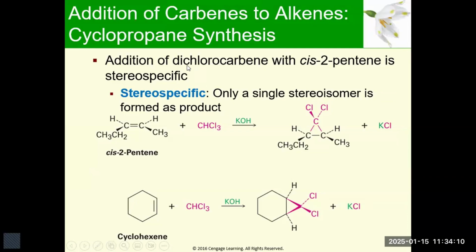All right, so addition of dichlorocarbene to cis-2-pentene is stereospecific, and we have to make sure we understand that. So we're going to have trichloromethane here, and treating it with a base is going to create that carbene that we just talked about.